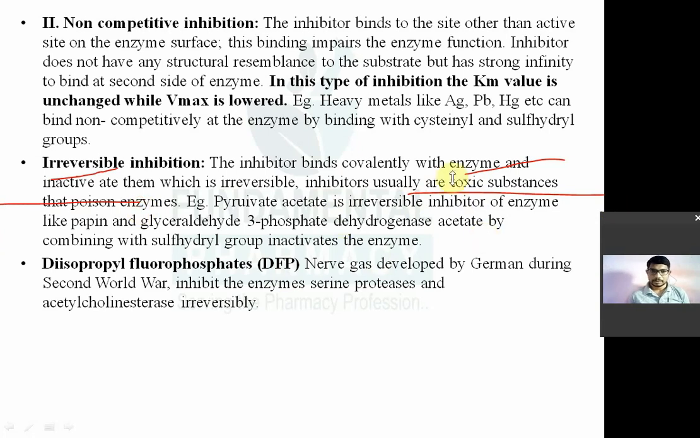For example, pyruvate acetate is an irreversible inhibitor of enzymes like glyceraldehyde 3-phosphate dehydrogenase and papain. They combine with the sulfhydryl group of the enzyme and inactivate them. Another irreversible type of inhibitor is diisopropyl chlorophosphate (DFP). It is again an irreversible inhibitor of the cholinesterase enzyme. Diisopropyl chlorophosphate is known as a nerve gas.